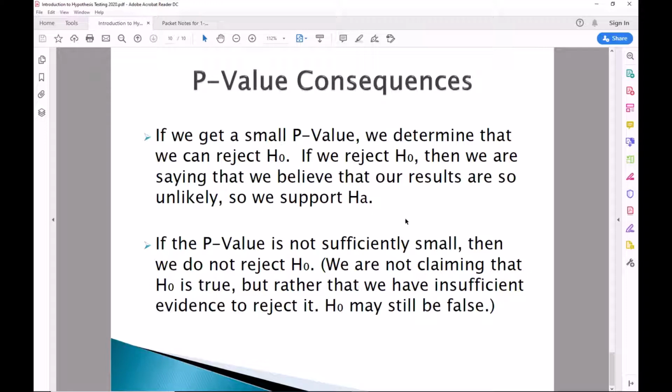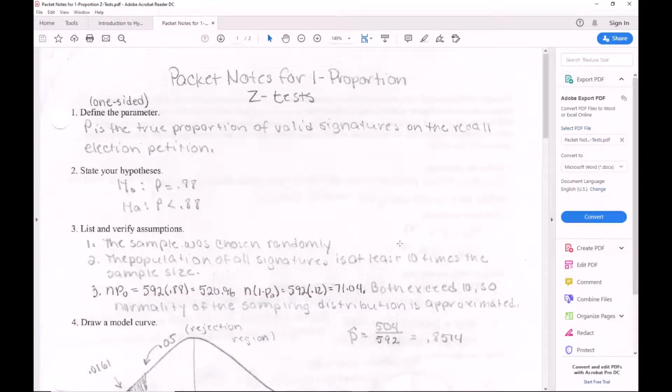All right? We're just going to have to accept the possibility that when we reject things, we can make a mistake doing it. Or if we fail to reject things, we can make mistakes doing it. In fact, we have a whole section on error analysis. But the thing is, the probability of our conclusion should be greatly in our favor. All right? So I think that is the last of our slides. So let's go on to the packet notes.